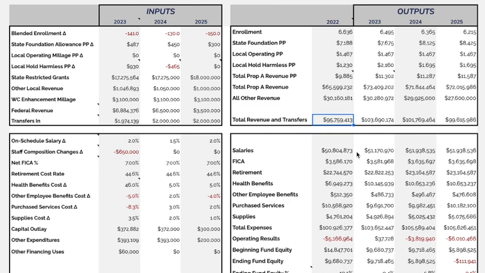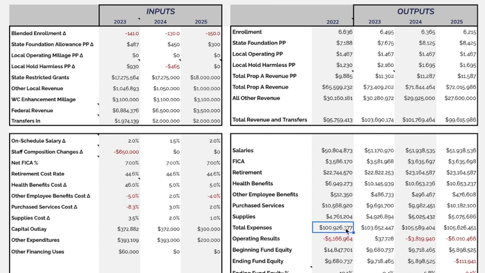So the total salaries of the district in 2022 were just under 51 million, which, as you can see, is already over half of the total revenues for 2022. Then we have to put FICA costs on top of that. Of course, retirement costs are a big component. We had health components, other employee benefits. Then here's your purchase services, supplies, for a total of expenses of just under 101 million.